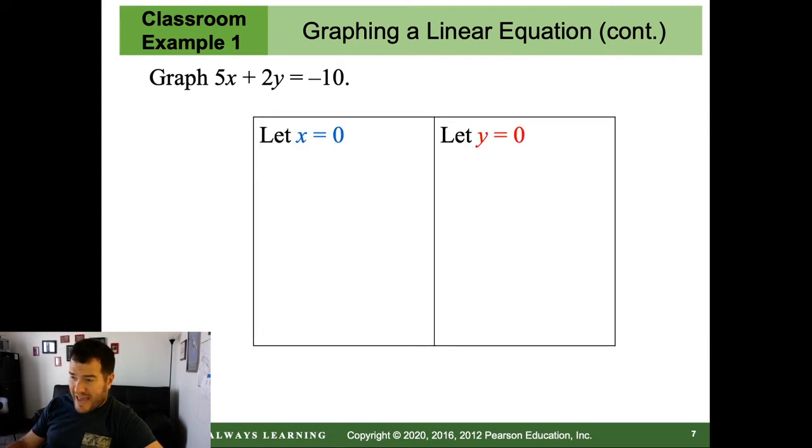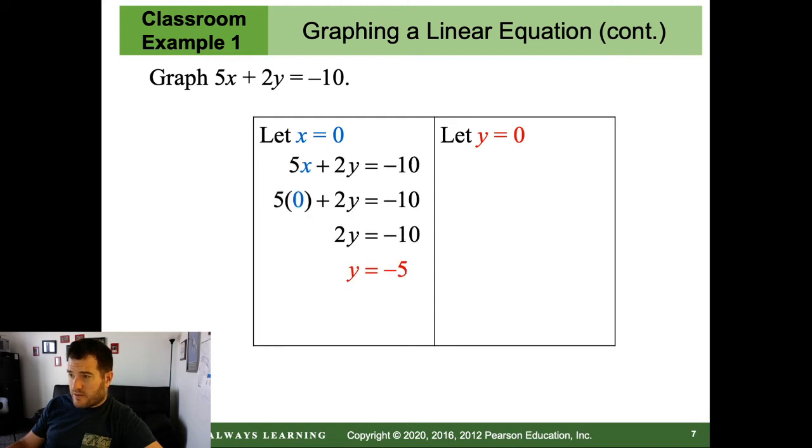Okay, if we let x equal 0, right? Here they took 5x plus 2y equals negative 10. They replaced this x with a 0, right? You guys see that right there? But what's 5 times 0? Well, 5 times 0 is 0, remember that. So that goes away. You're left with 2y equals 10, divide this by 2, divide this by 2, so you get y equals negative 5. Now, what was the x that I chose? Well, I chose x equals 0 up here, and I have y equals negative 5, so my point is going to be (0, negative 5).